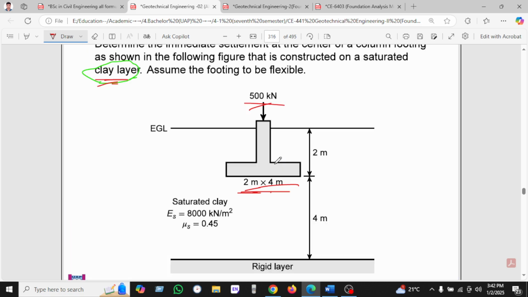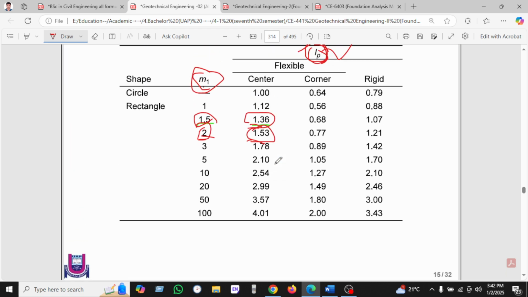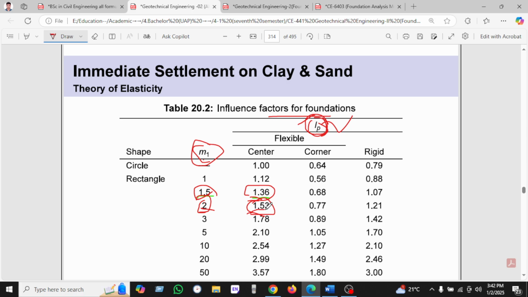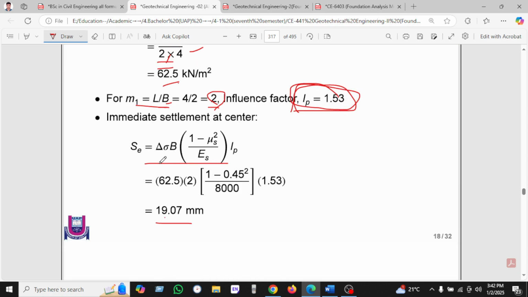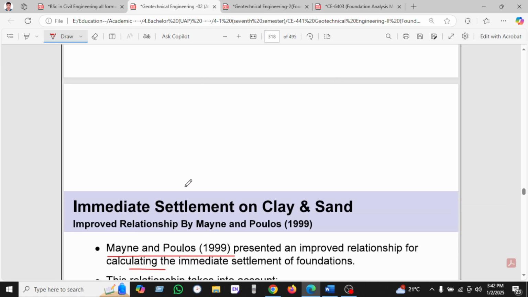How do we get this from the chart? When M is 2, then we found IP equal to 1.56. So using all the values here, we found the immediate settlement is 19.05.